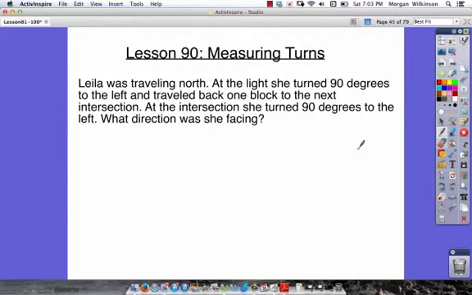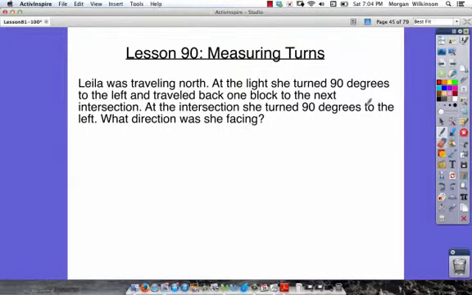Lesson 90 is about measuring turns, and this is a very important lesson, especially if you do any navigation with something like a compass or a GPS, because you've got to use those tools to help you figure out where you're going. Now, our first question says, Leela was traveling north. At the light, she turned 90 degrees to the left and traveled back 1 block to the next intersection. At the intersection, she turned 90 degrees to the left. What direction was she facing?